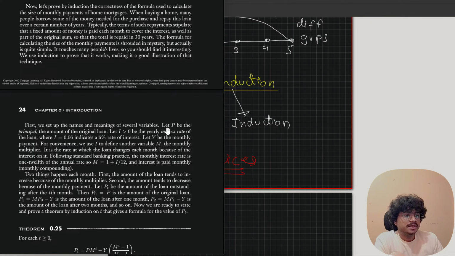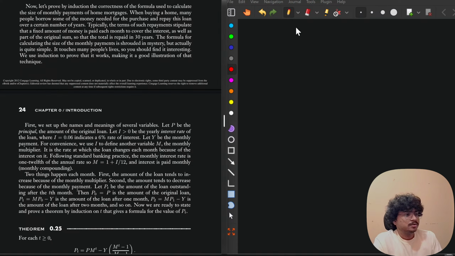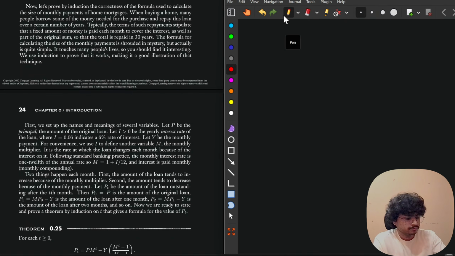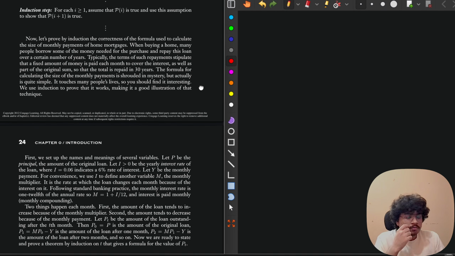Let's prove by induction the correctness of the formula used to calculate the size of monthly payments on home mortgages. So we are doing a proof by induction.